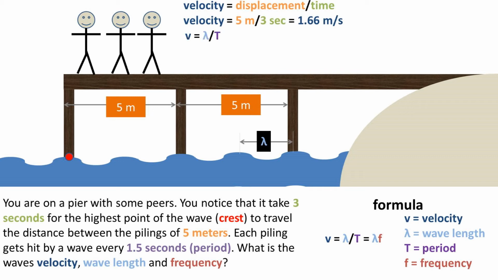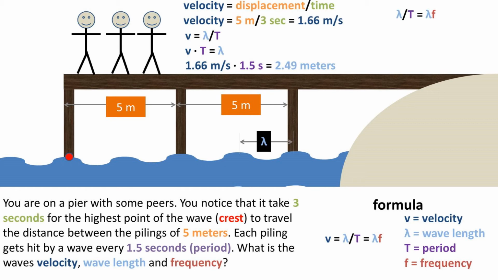Now we can use the formula, which is velocity equals the wavelength divided by the period, to find the wavelength. Rearranging this formula to get wavelength to one side, we get the velocity times the period equals the wavelength. Plugging in our numbers, we get 2.49 meters for the wavelength.